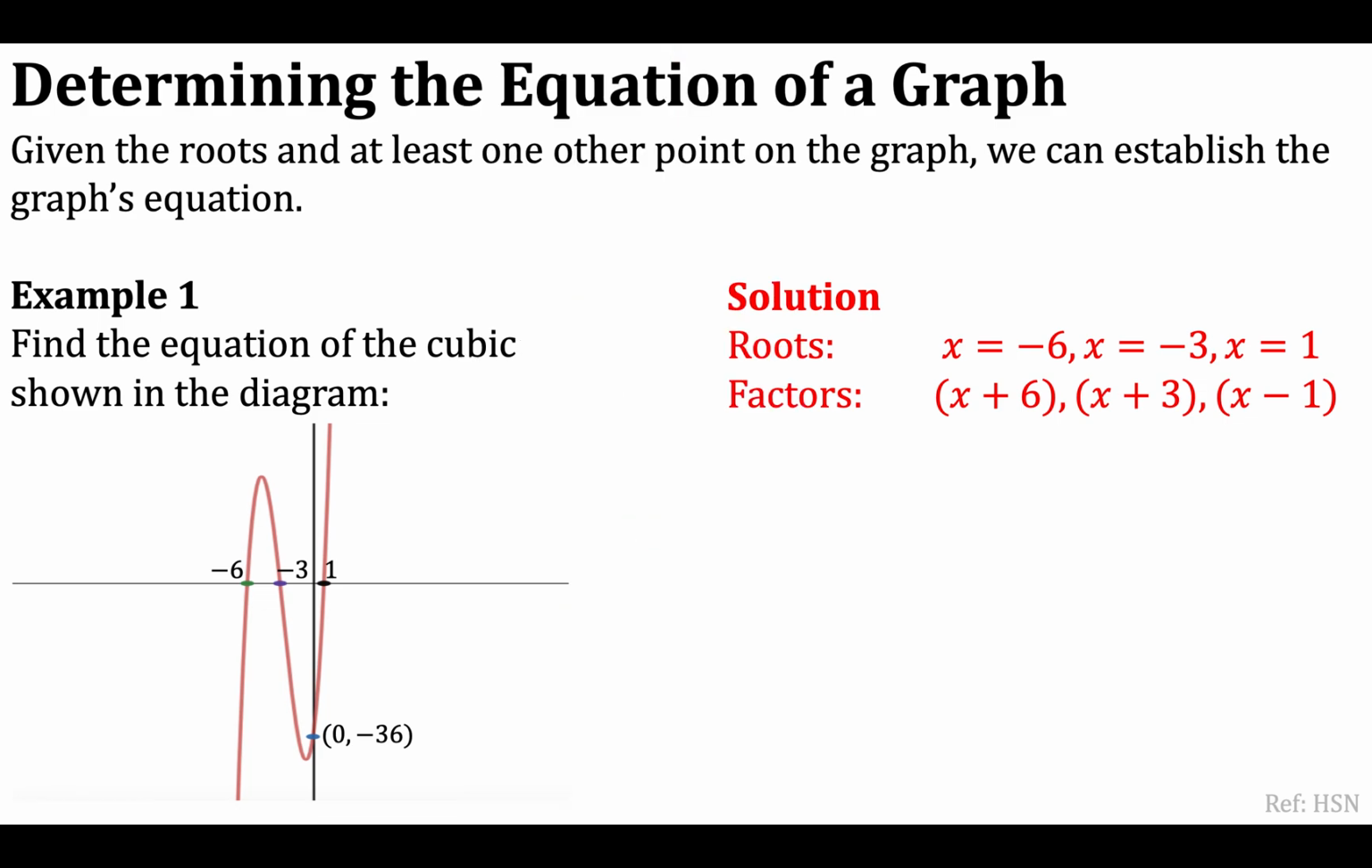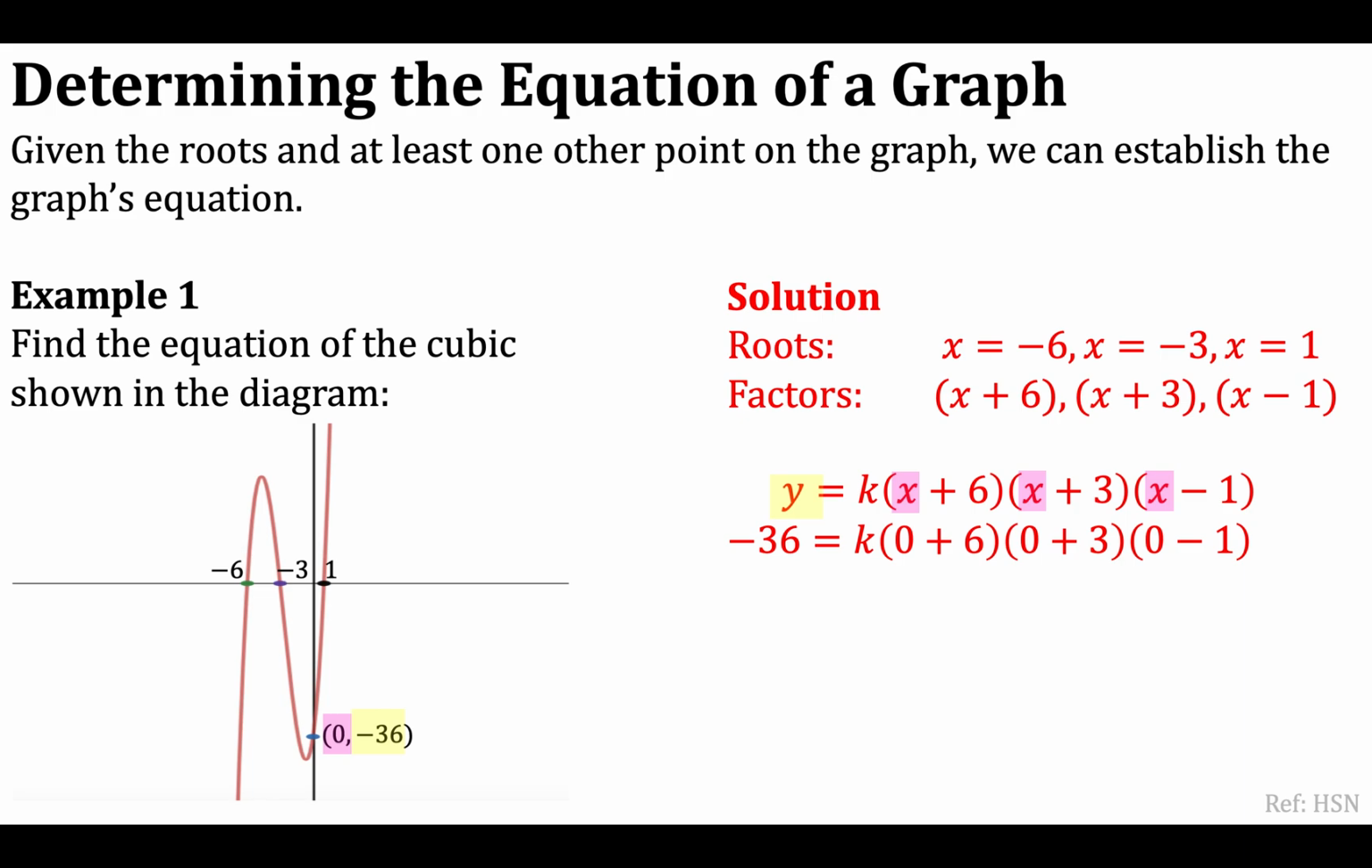So what I need to do is introduce some constant. We'll call it k. And this will allow us to use this other point on the graph and therefore allow us to know what this value is. So if we use (0, -36), you can see we've got an x ordinate and we've got our y ordinate, and we can substitute these in. So that will give us -36 is equal to k times (0 plus 6)(0 plus 3)(0 minus 1).